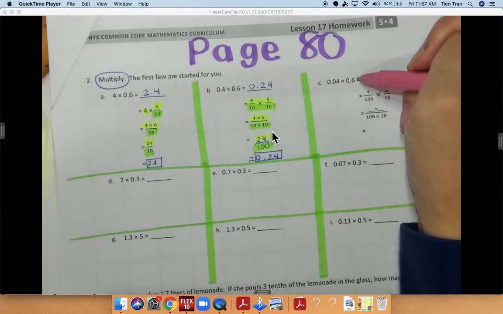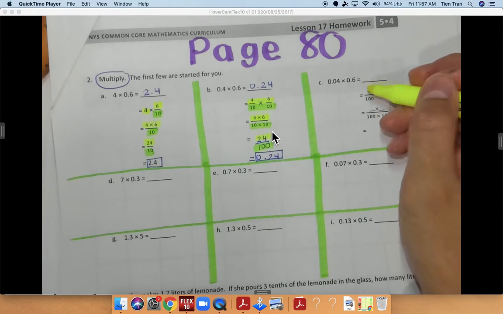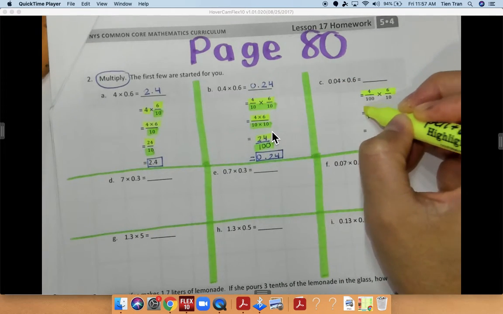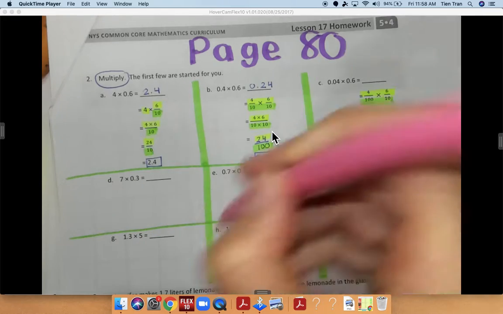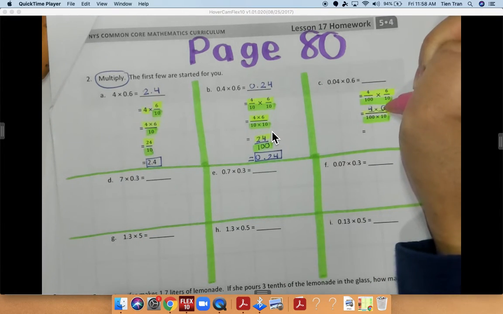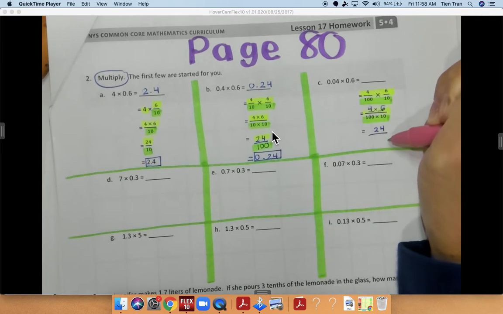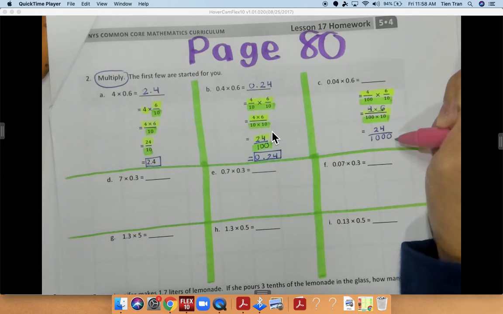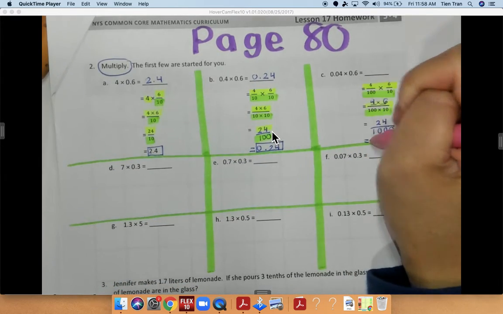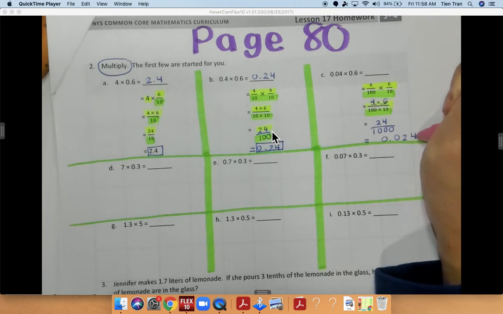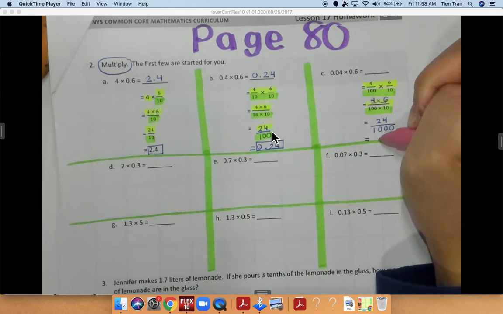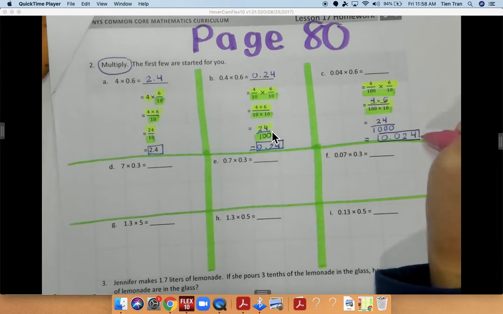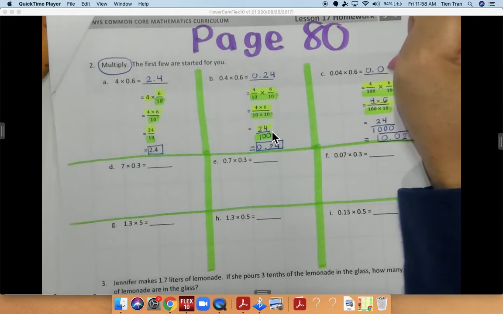Next, we have 4 hundredths times 6 tenths. So first, I'm going to multiply the numerators, 4 times 6, and then I have to multiply the denominators, 100 times 10. So 4 times 6 is equal to 24, and 100 times 10, how many zeros? 1, 2, 3, 3 zeros. 1, 2, 3 is equal to 1,000. So 24 thousandths is what they are asking for. The 4 is in the thousandths place, the 2 is in the hundredths place, the rest of it is 0. So as long as the last digit is in the thousandths place, then I put it in the correct place. So I have 0 and 24 thousandths.